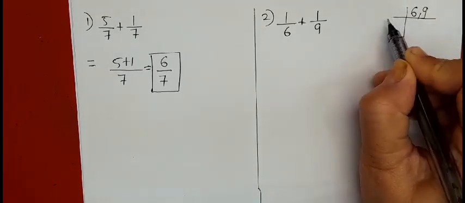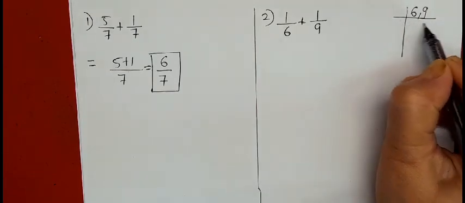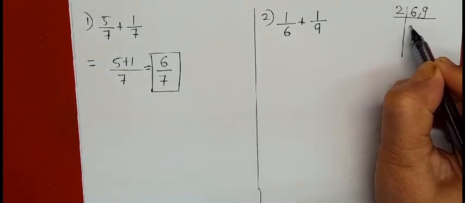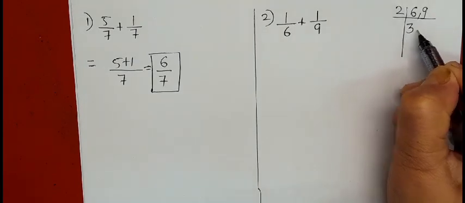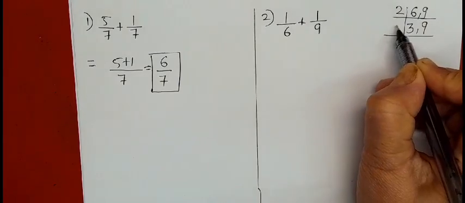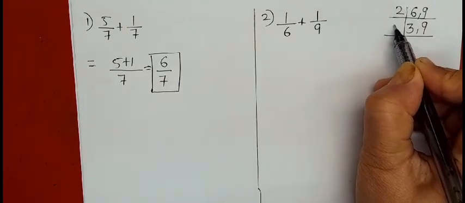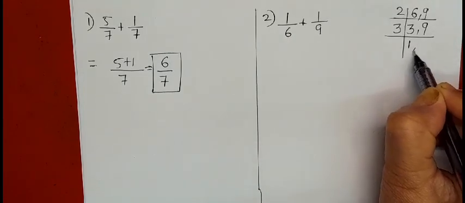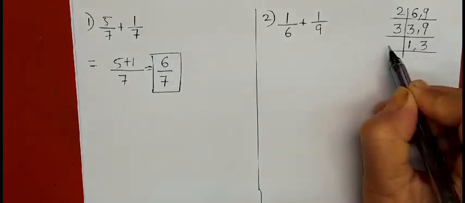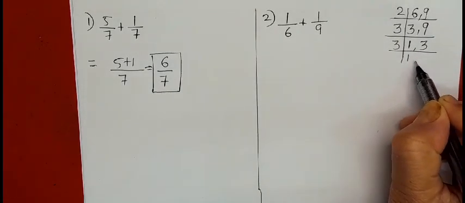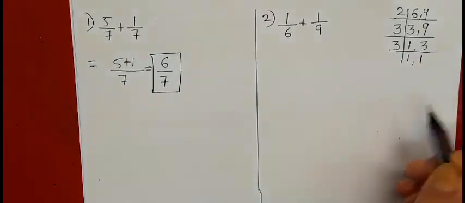6 and 9. So we'll divide both the denominators by the prime number 2. 2 times 3 is 6. 9 is an odd number, so it stays as it is. We'll take the next prime number, 3. 3 times 1 is 3. 3 times 3 is 9. And again it will be divided by 3. 1 stays as it is. 3 times 1 is 3, and 3 divided by 3 is 1.